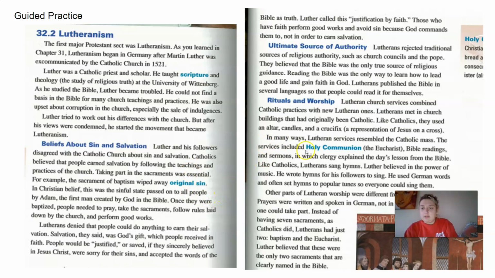Other parts of Lutheran worship were different from Catholic practice. Prayers were written and spoken in German, not Latin, so that everyone could take part. Instead of having 7 sacraments as Catholics did, Lutherans had just 2. Oh, see, I was right. Originally, I questioned myself. I went 2 sacraments, and I was like, wait, no, 7. No, I was right the first time. Always trust your gut. 2 sacraments, baptism and the Eucharist. Luther believed that these were the only 2 sacraments that are clearly stated or named in the Bible.